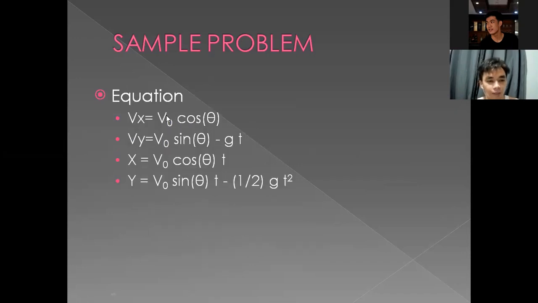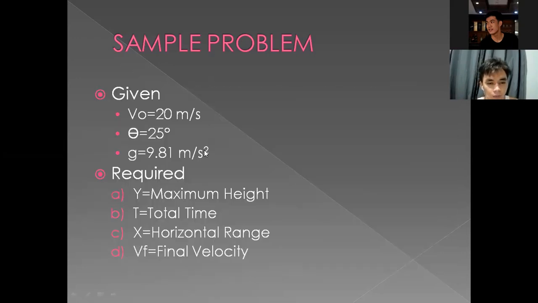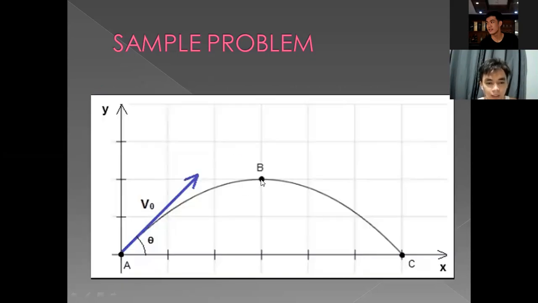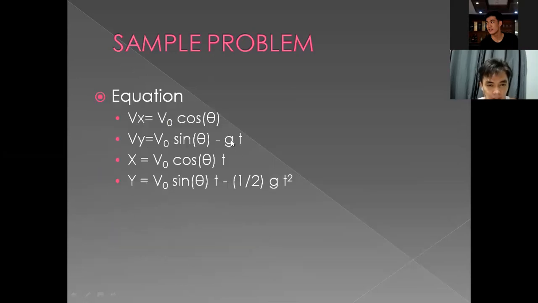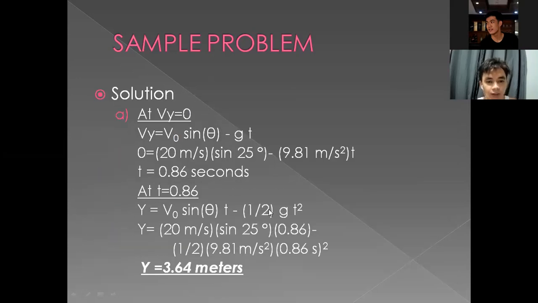Sa letter A, sabi is what is the maximum height reached by the object? So, dito yung hinahanap natin. Pag maximum height, yung Vy natin, which is the vertical velocity, automatic 0. So, substitute natin siya sa first equation which is Vy equals initial velocity sine theta minus gt. Substitute mo lang yung given which is 0 equals 20 times sine 25 minus 9.81 times t. And makukuha natin na t equals 0.86 seconds.